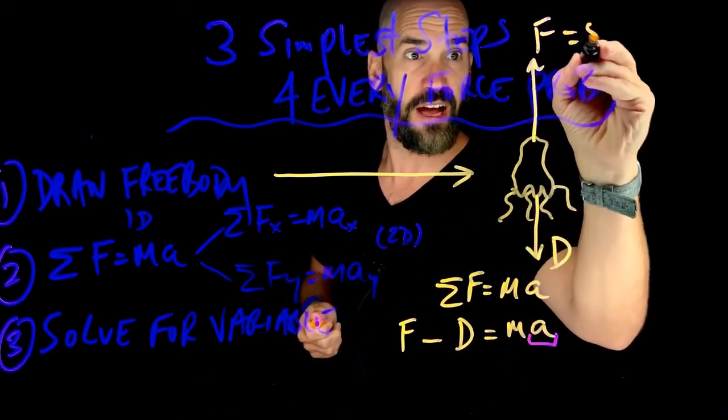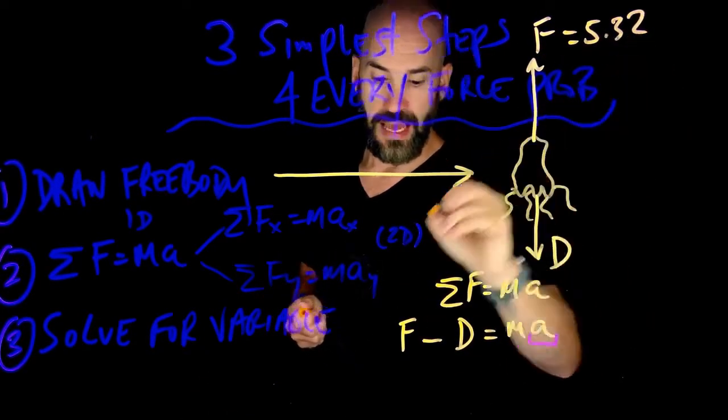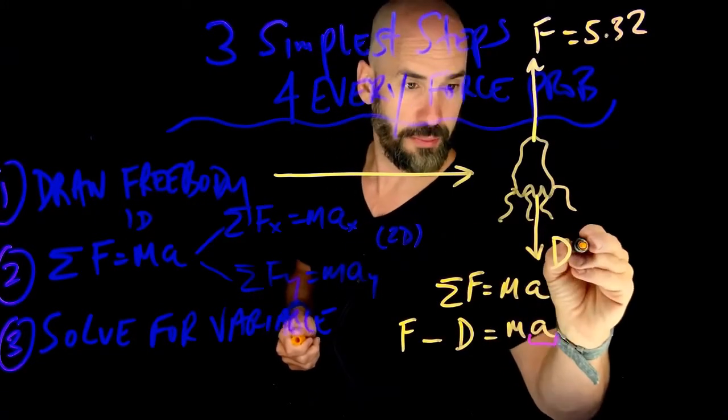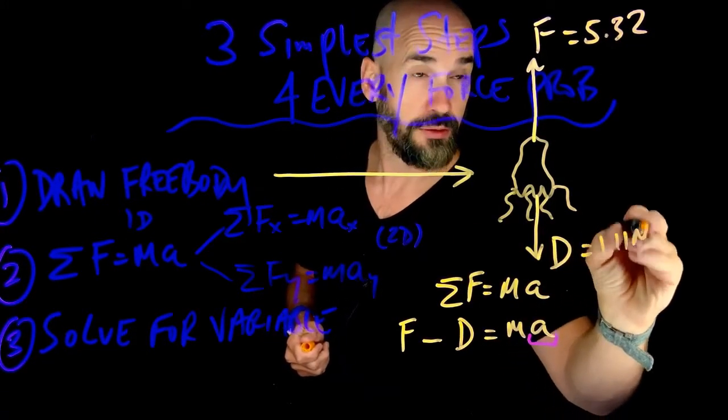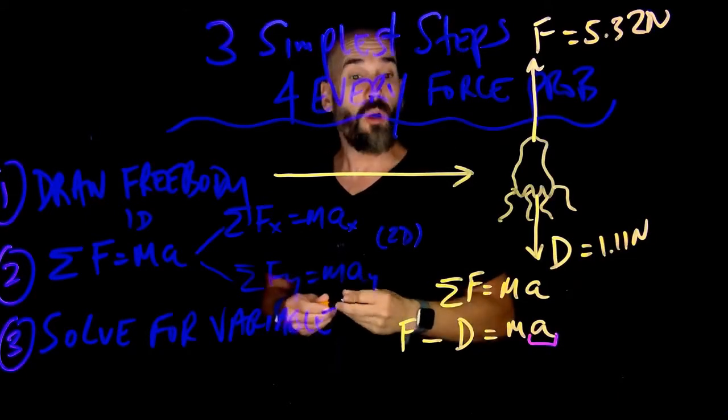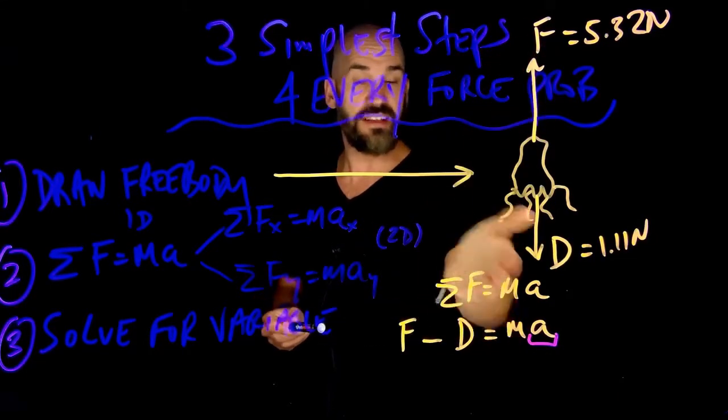It says it's 5.32, right? And we know the drag. The problem gives it to us. It says it's 1.11 newtons, okay? So all we got to do is sub in our stuff and solve for A.